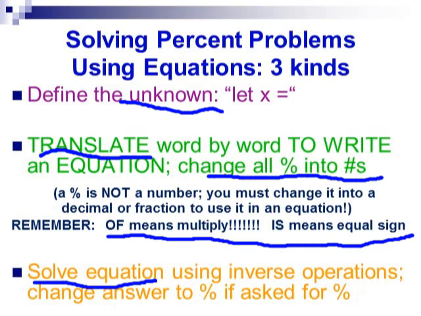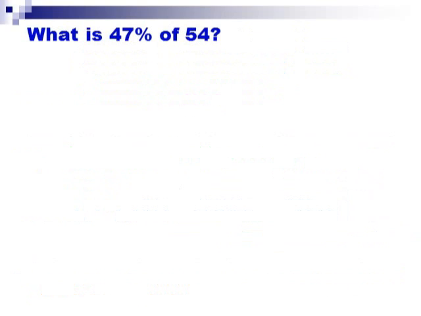So let's get started with our first example. It says, what is 47% of 54? So the thing that we don't know is the what. And the what is some kind of a number. So we're going to say let x equal the number, because we're going to end up with a number for our answer. Okay, so that's the first thing.